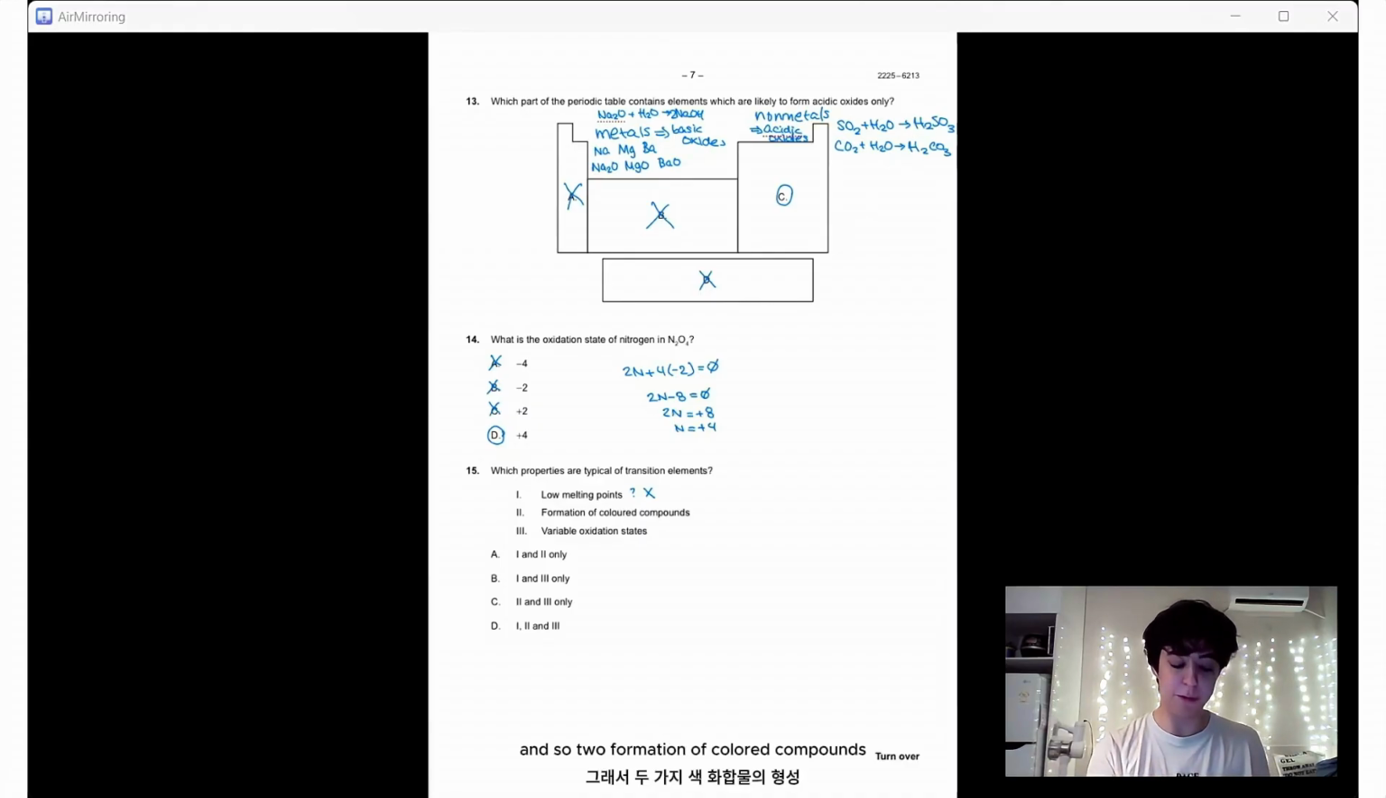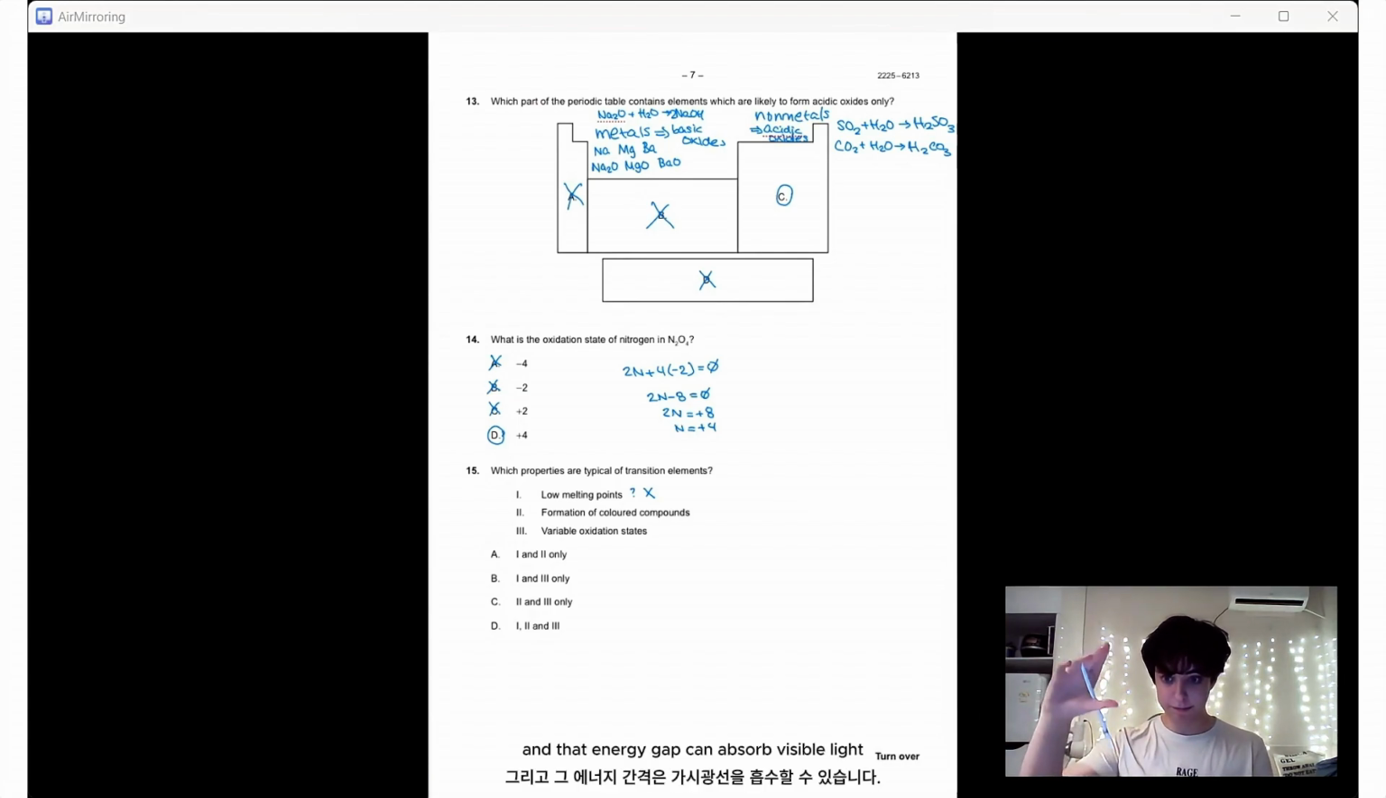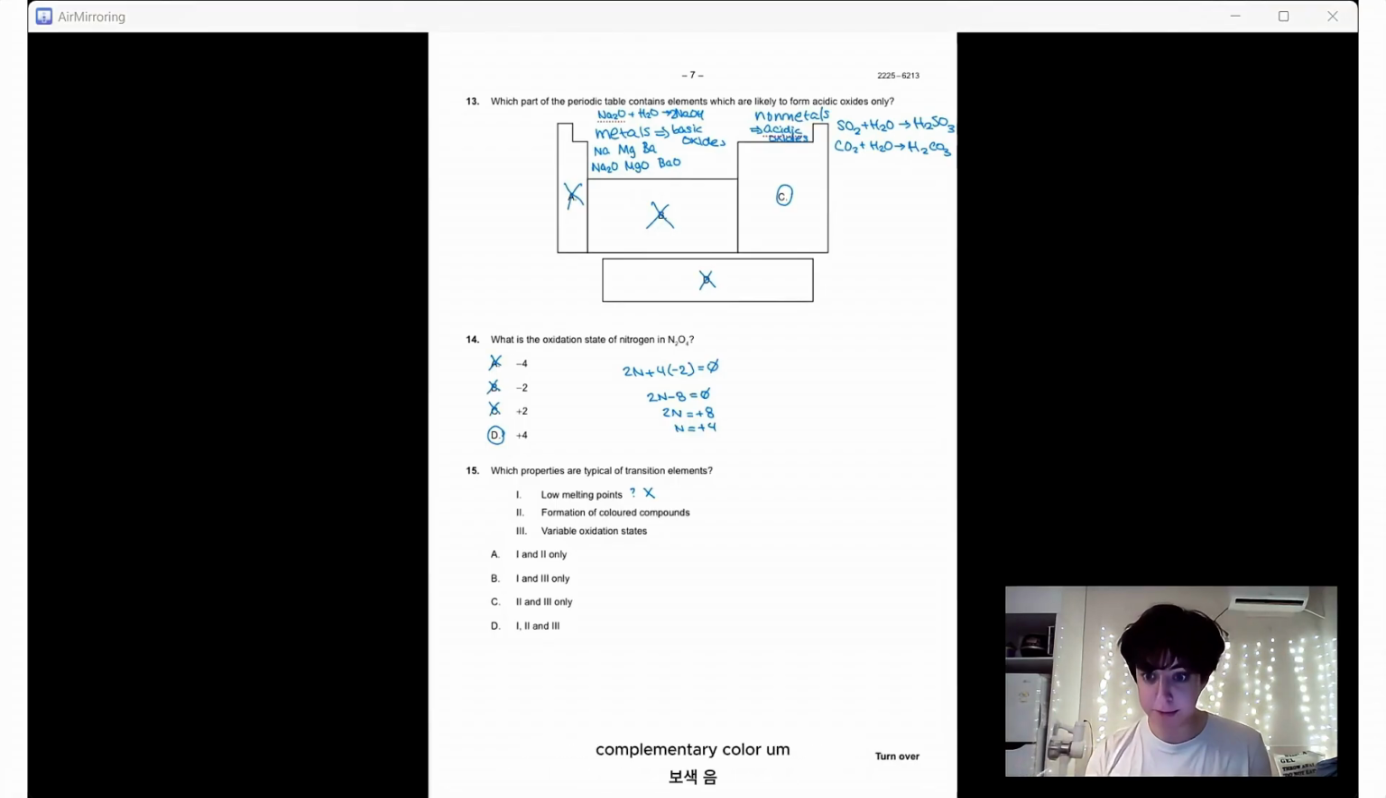And so, two, formation of colored compounds. That is correct. It's a common thing they ask about with transition elements, because they have d orbitals that can be split, and that energy gap can absorb visible light and then emit the complementary color. Very important thing.